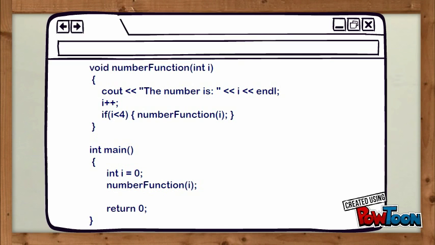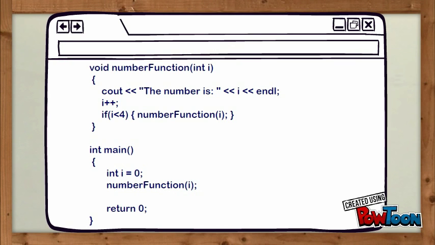So in the following code, my base case is the if statement. My i value will keep increasing until it reaches my stopping condition, which is when i is no longer less than 4. Only then does my recursive function stop.